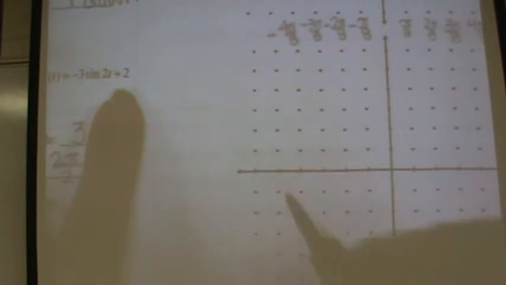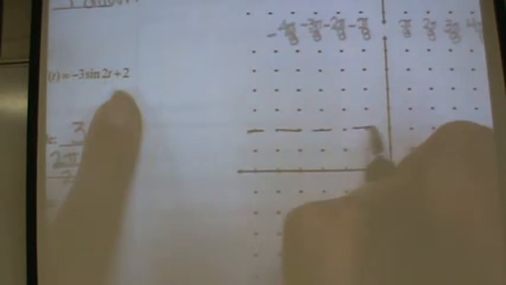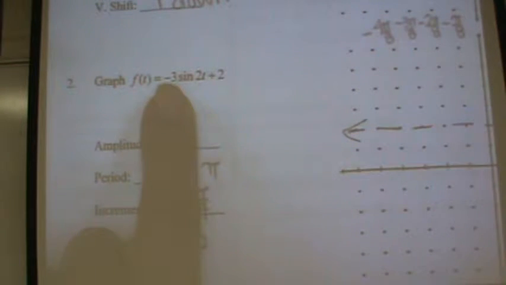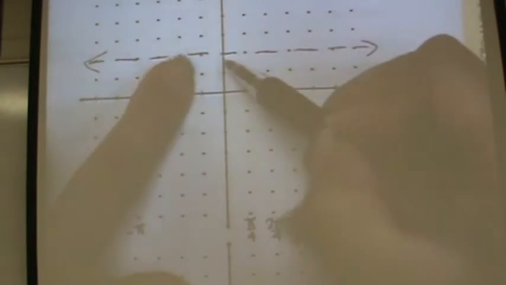Now, what's our graph gonna look like? Make a broken line, not a solid line. Broken means it's not part of the graph. And it's the sine curve with an amplitude of 3, but it should be going backwards. So normally, on the sine curve, we started here and go 3 up. What are we gonna do here? We're gonna go 3 down.